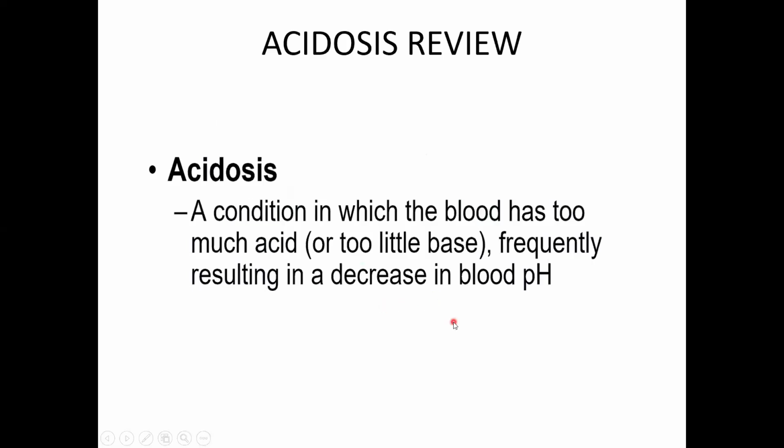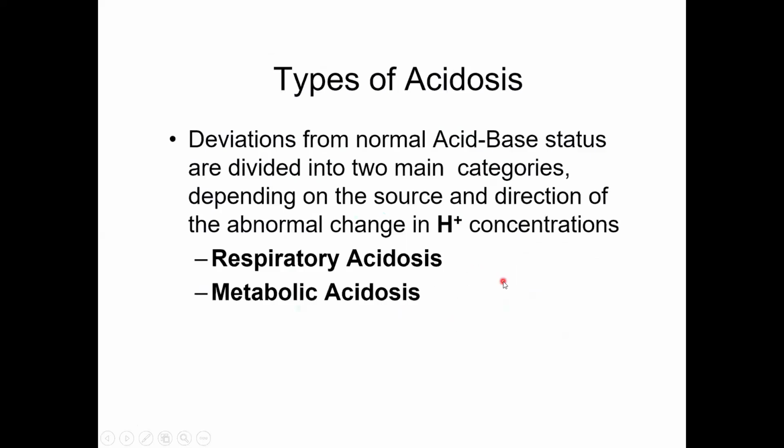So now we are starting the types of acidosis and alkalosis. Acidosis, again, it's a brief review. It's a condition when the blood has too much acid or too little base, and that is known as acidosis. There are two types of acidosis: respiratory and metabolic.